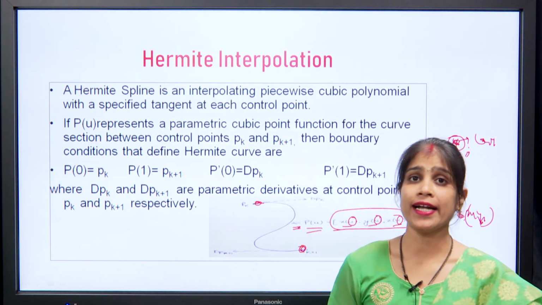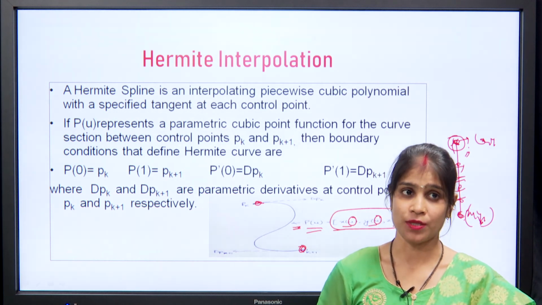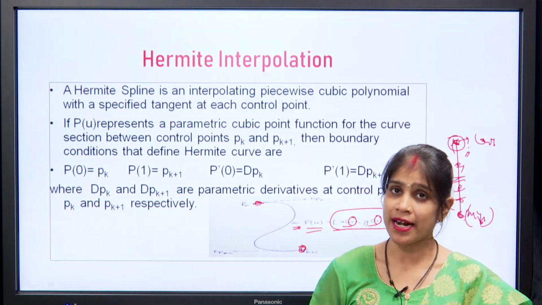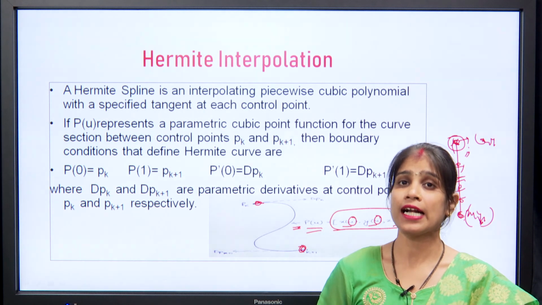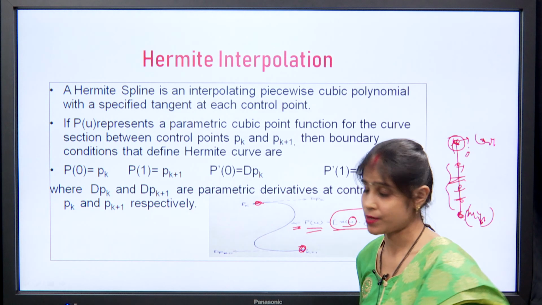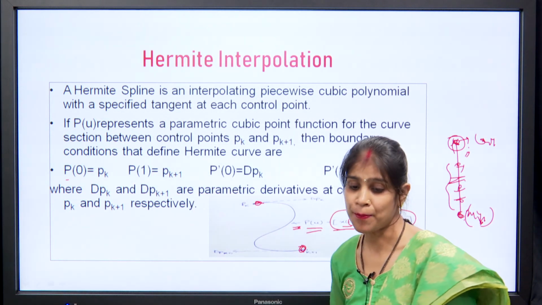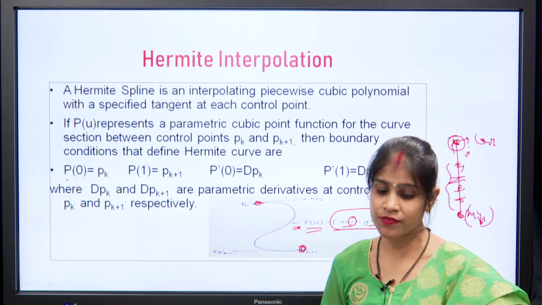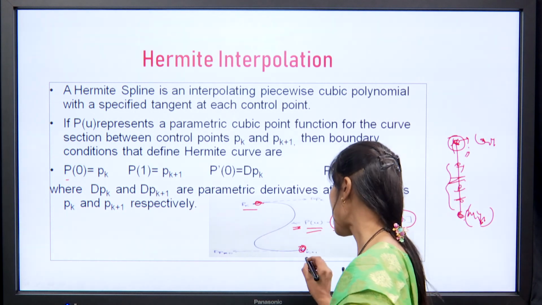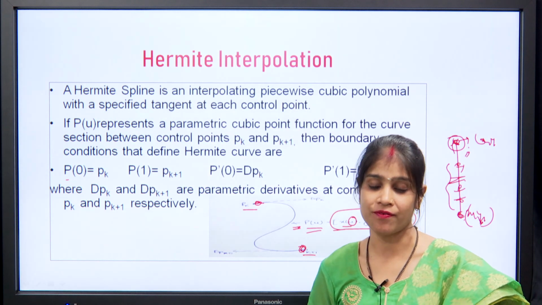To define any spline, we have to define three basic spline specifications. The first is the boundary conditions, the second is the matrix that characterizes the spline, and the third is the blending function. The first one is the boundary conditions. If Pu represents a parametric cubic point function for the curve section between control points Pk and Pk plus 1, then these are the boundary conditions that define the Hermite curve.